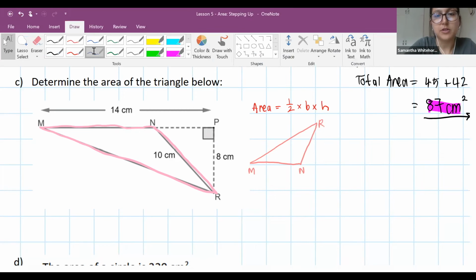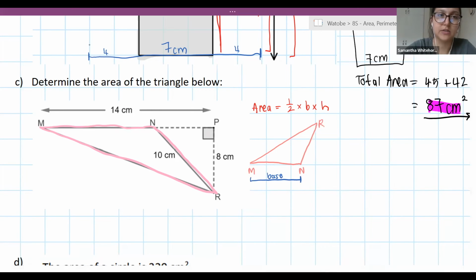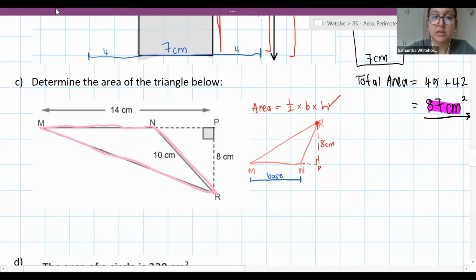This is going to help me because now I can see that this length MN is my base length. We spoke about these weird looking triangles in our last lesson, because the height of a triangle is always from the highest point down to a 90-degree angle with the base. It doesn't matter that this 90-degree angle is not on the base. It's still at a right angle to the base, and so it still measures from the highest point of my triangle down to the base. This was given to us as 8 centimeters. So I have the height of my triangle, but I do not have the base length.